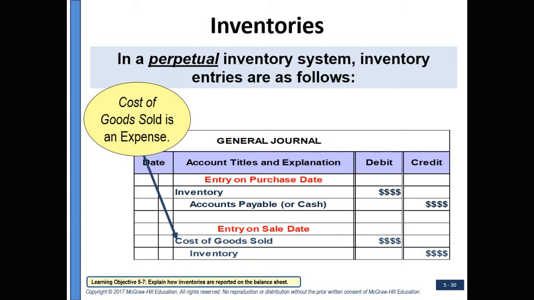In the perpetual system, this happens on the purchase date and on the sale date. We are constantly updating the records. It is perpetual.